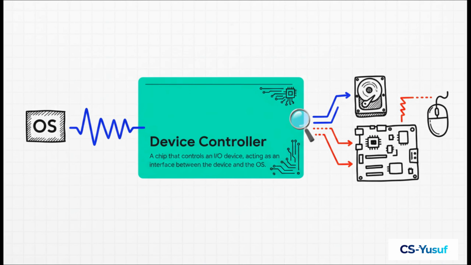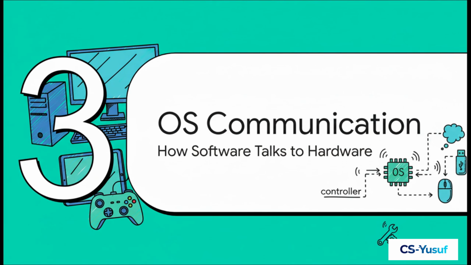Now, here's a really key point. The OS doesn't talk directly to, say, the spinning metal platters in a hard drive. That would be absolute chaos. Instead, it talks to a middleman, this specialized little chip called a device controller. You can think of it as the hardware's personal translator. It takes the general commands from the OS and turns them into the very specific electrical signals that the actual device can understand.